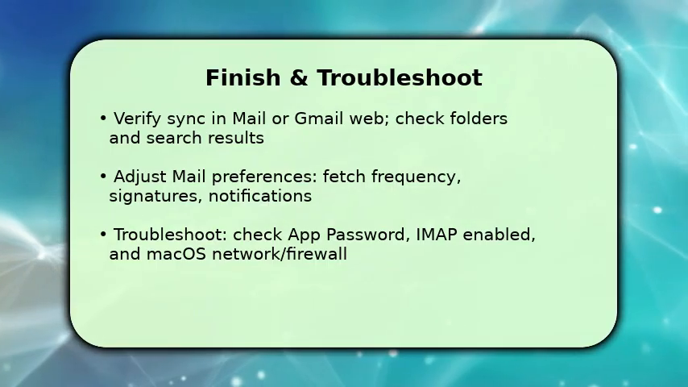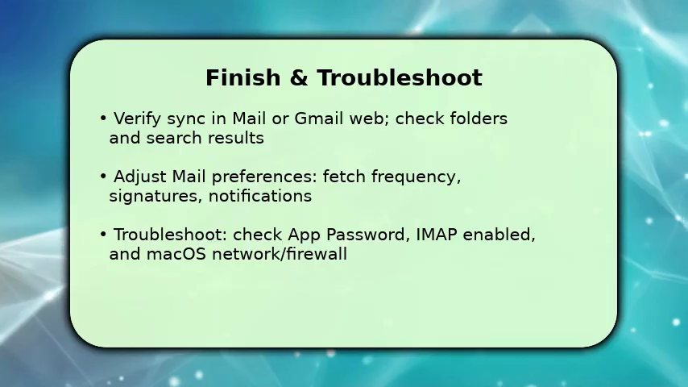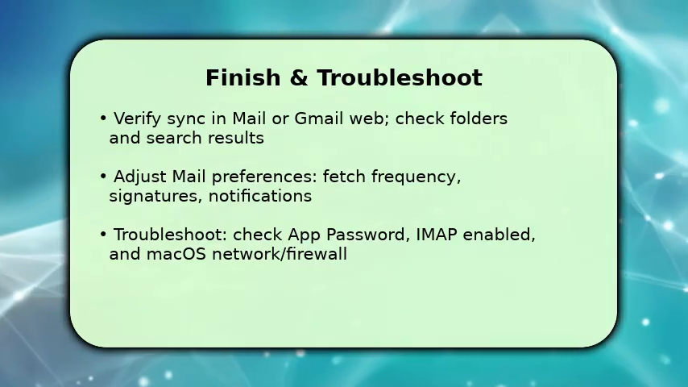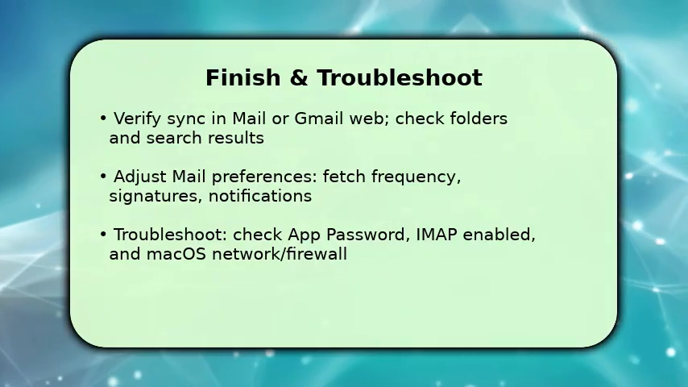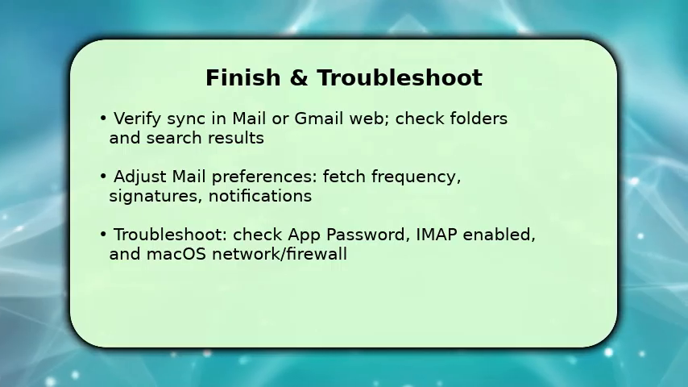If messages fail to send or sync, first confirm IMAP is enabled in Gmail settings and that you use the app password if required. Then check macOS network access and firewall rules. If problems persist, remove the account and repeat the add account steps.